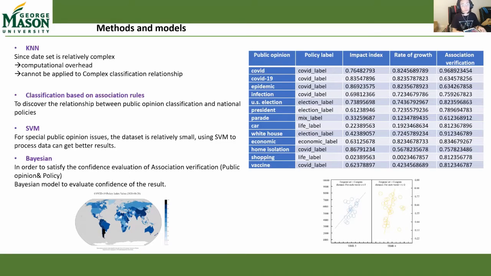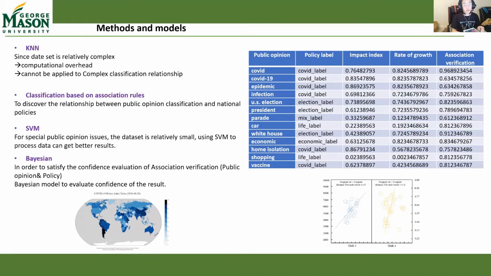Firstly, I used the KNN method. It is a relatively simple classification algorithm, but because my dataset is relatively complex, it caused additional calculation time overflow. So I re-examined my problem. My problem is not only limited to classification.